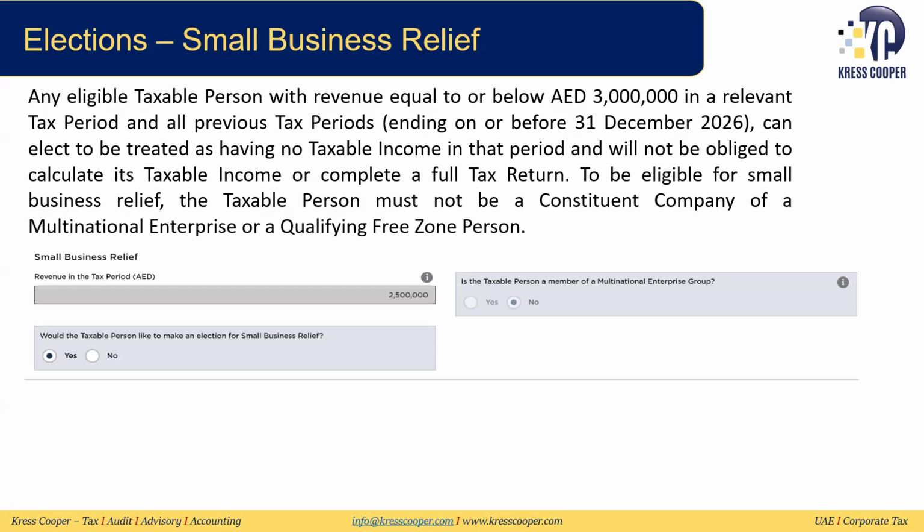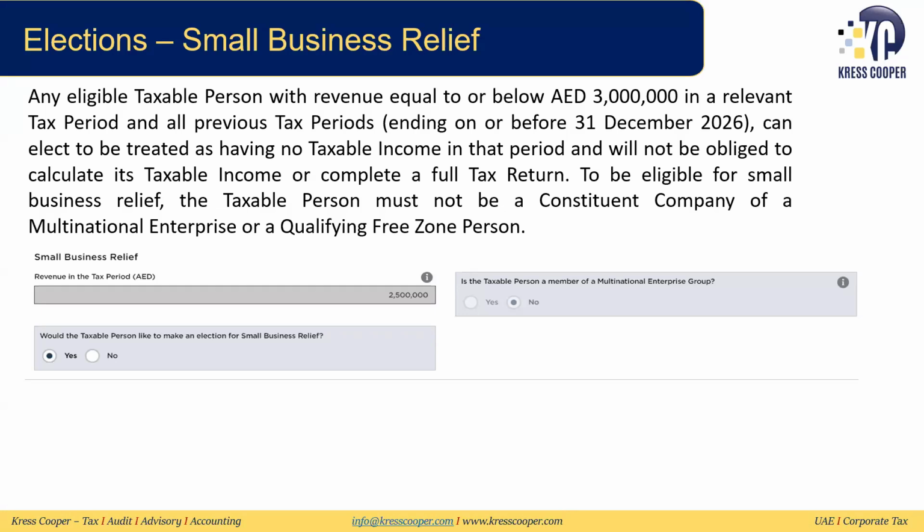So if you select this, you see that it is also correlating to the question we answered before about the multinational enterprise group: if you are part of a multinational enterprise group, you cannot have the small business relief. So it is again taking this question from what we answered in the previous section, and it will not give you the small business relief if you have answered yes to that. Since we've answered it as no, it is popping up this question here. So it will give you this option: do you want to file for the small business relief?